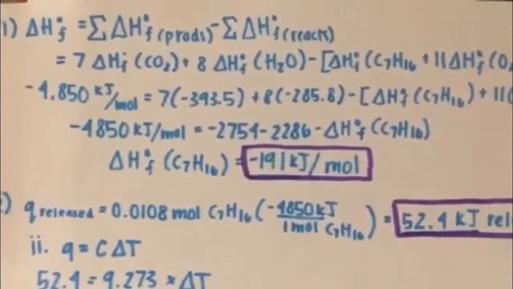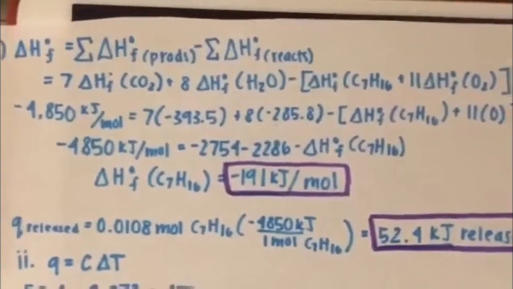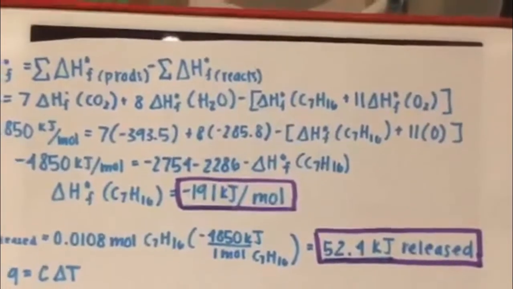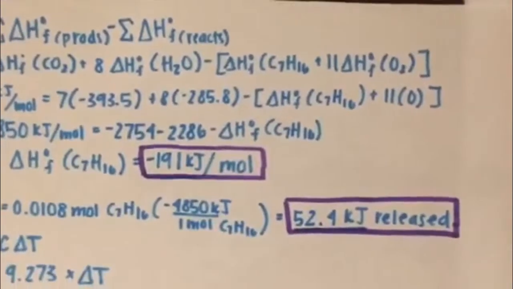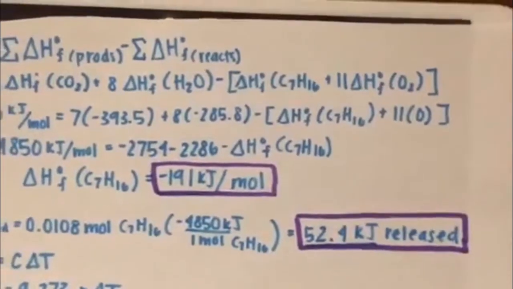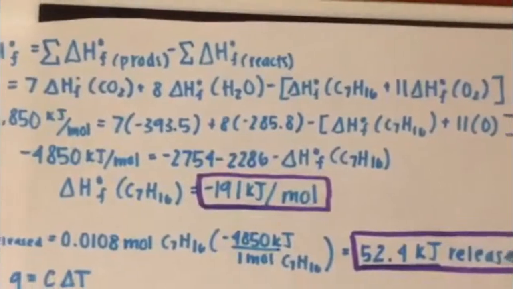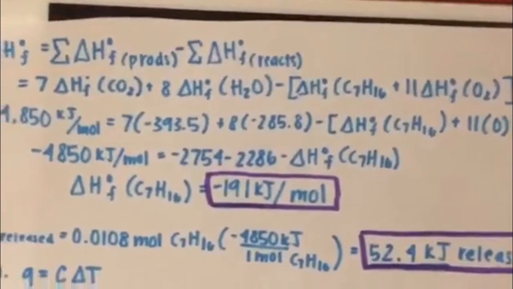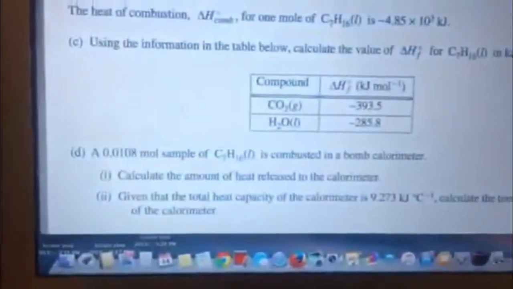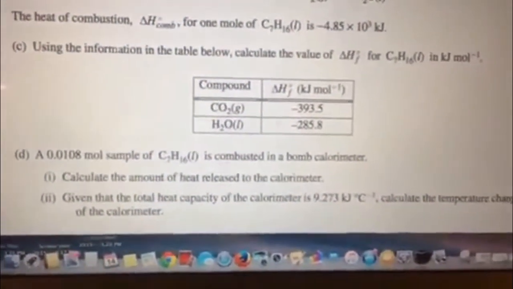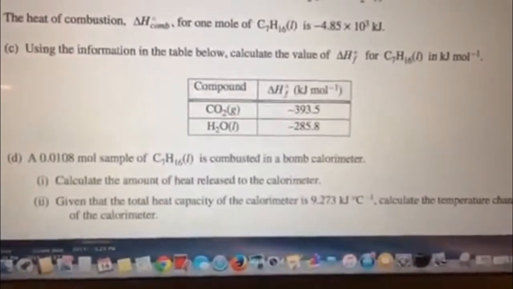So then you get negative 4,850 is equal to negative 2,754 minus 2,286 minus delta H of C7H16, and you get delta H for C7H16 is negative 191 kilojoules per mole. For number 2, a 0.0108 mole sample of C7H16 is combusted in a bomb calorimeter.